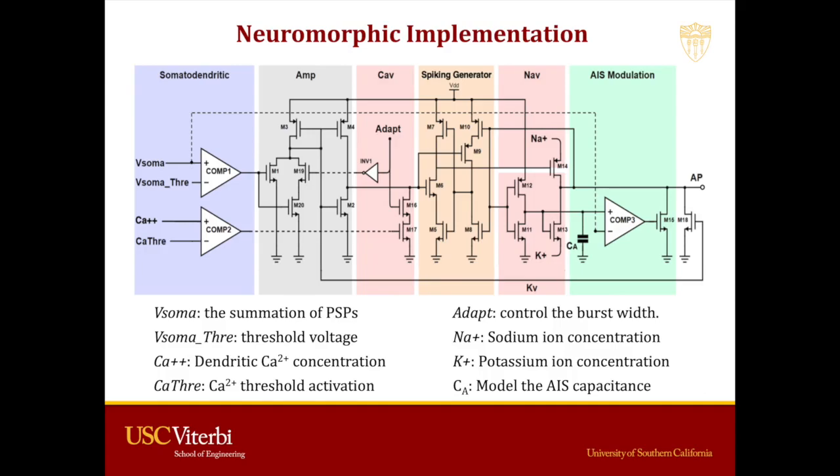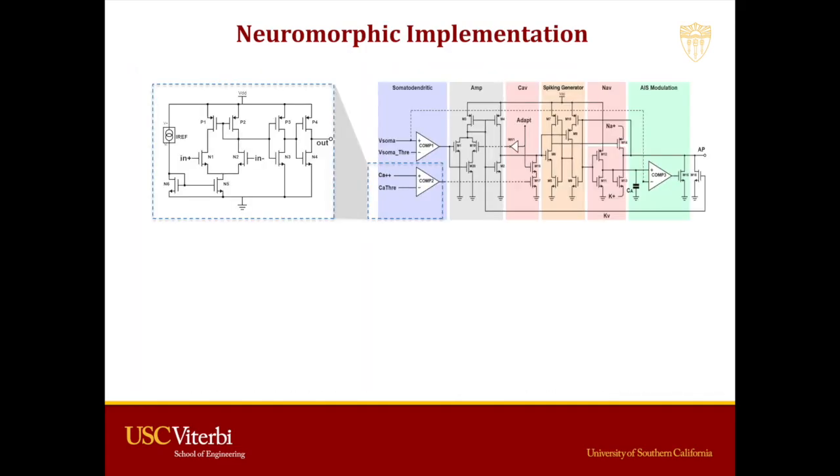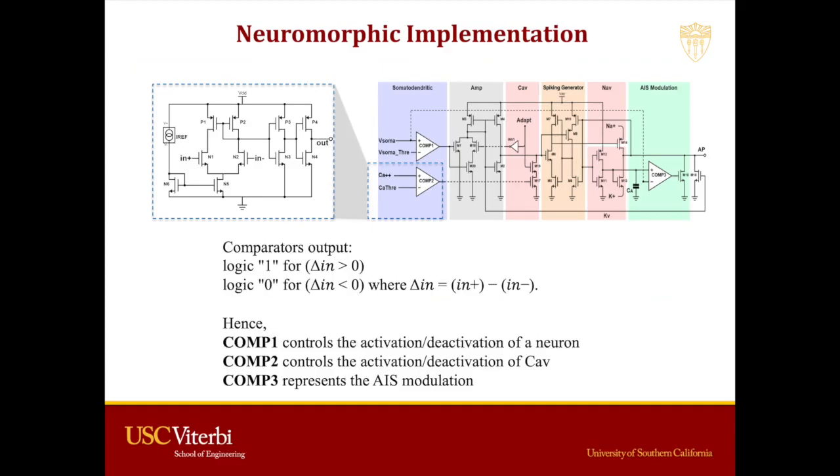The signal adapt determines the number of the interspikes by controlling the amount of current passing through transistors M16 and M17. Na+ and K+ model the sodium and potassium concentrations respectively. Each of the comparators is implemented using the following circuit, in which the comparator will output a logic 1 for delta n larger than 0 and a logic 0 for delta n less than 0, where delta n is the difference between the positive and the negative input terminals of the comparator.